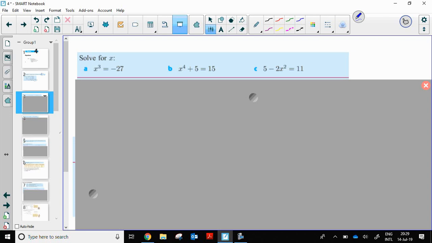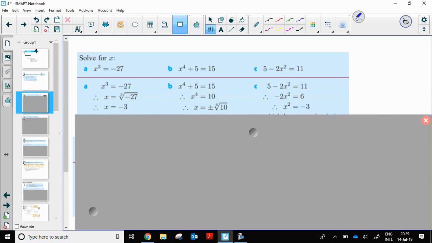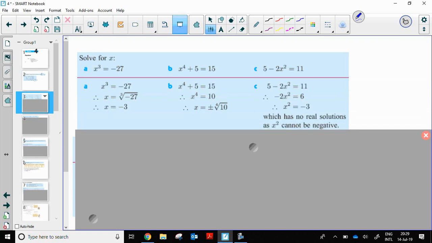So these three should be very straightforward. The cubed root of negative 27 is going to be negative 3. Letter B, we're going to move the 5 over, giving us x to the fourth equals 10. And then the answer is just going to be the fourth root of 10, plus or minus, of course. So there's going to be two answers to that one. And then this third one over here, we move the 5 over, getting 6. When we divide by negative 2, however, we get x squared equals negative 3, and that's going to have no real solutions.